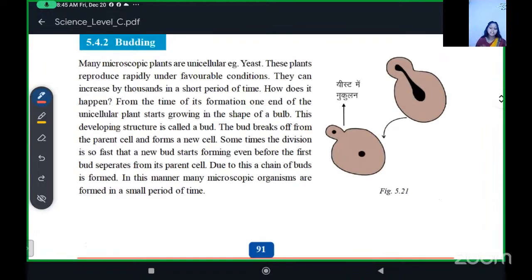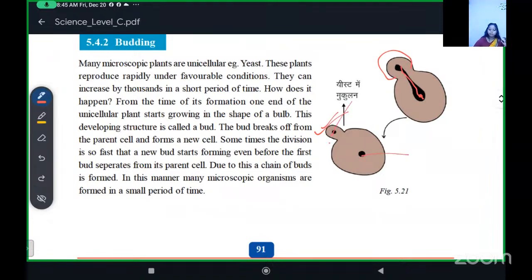Then we have budding. Many microscopic plants are unicellular, for example yeast, and they can reproduce rapidly under favorable conditions. How does that happen? From the time of its formation, one end of the unicellular plant starts to grow, developing a structure called a bud. Can you see from here? It was the main cell, and from here it grew to here, creating a bud-like thing. And then they're separated. One is here, and the other one is here.